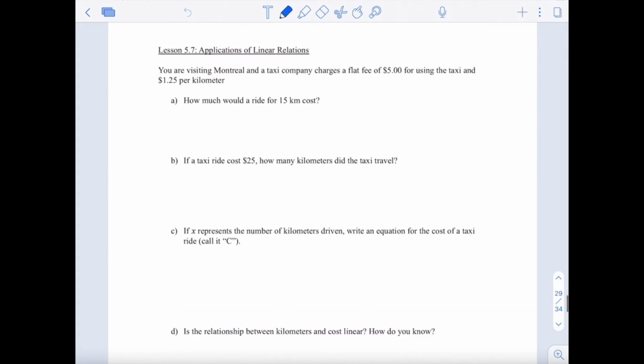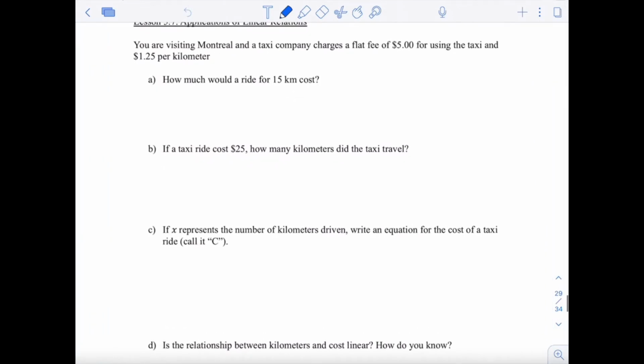Hi everyone, today we're going to cover our last lesson of the unit and it's on applications of linear relations. So let's say you're visiting Montreal and a taxi company charges a flat fee of $5 for using the taxi and then $1.25 per kilometer. We're going to make some calculations with this information. So first of all, how much would a ride for 15 kilometers cost?